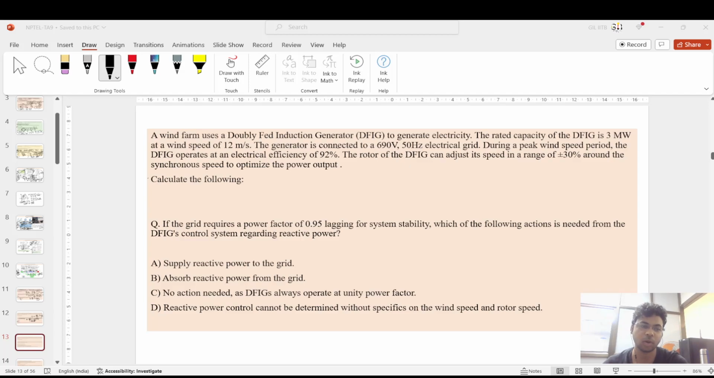So this is the third question, a concept related to reactive power. Which load absorbs reactive power? Which load delivers reactive power? The nature of the capacitive and inductive loads. You just have to derive this based upon the concept that I have told you.